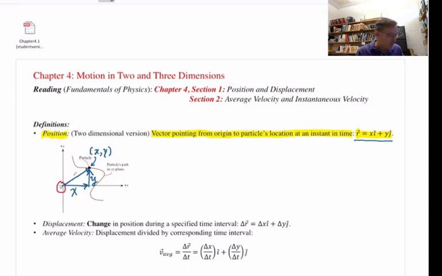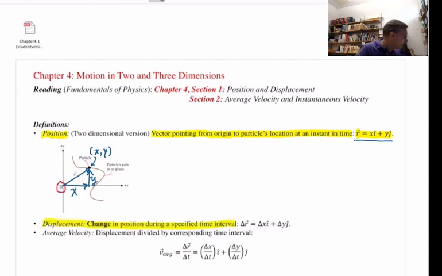Okay? Now, probably the particle is moving, right? If this is a squirrel, you rarely see a squirrel at rest. They're always scampering around. So if we look a little bit later at a different time, the position vector will have changed. So, just like in chapter 2, we can define displacement. And we can define it as the change in the position during a specified time interval.